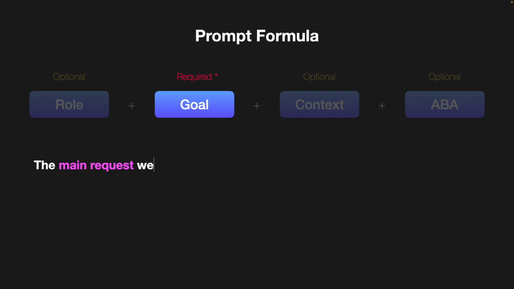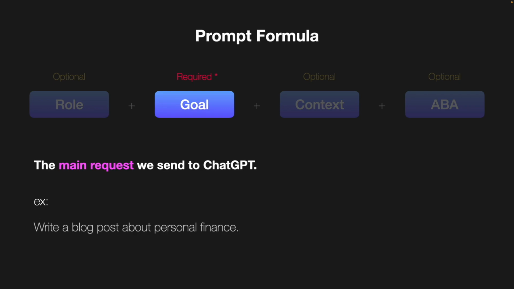The goal is the main request we send to ChatGPT. Let's look at some examples. For example, write a blog post about personal finance. This is the main task that we want ChatGPT to do for us, right? Let's look at another example. Create a portfolio website for me. Again, we are talking about the main task that ChatGPT must complete. This is the goal that we are talking about, the main request.